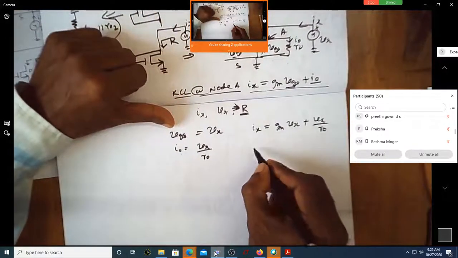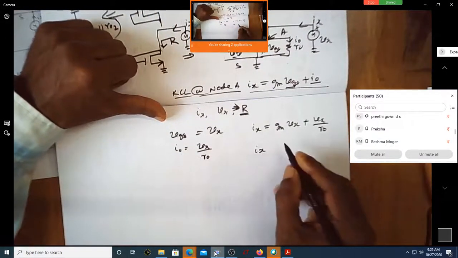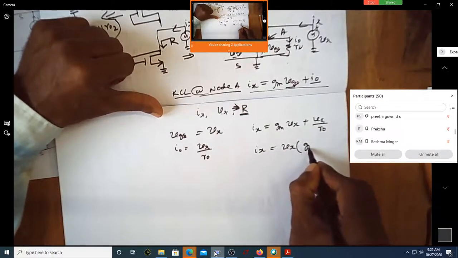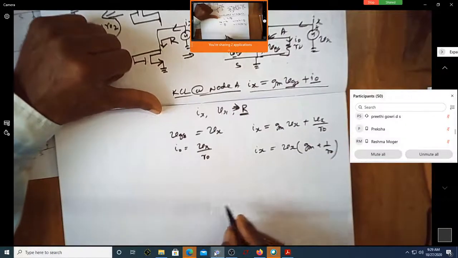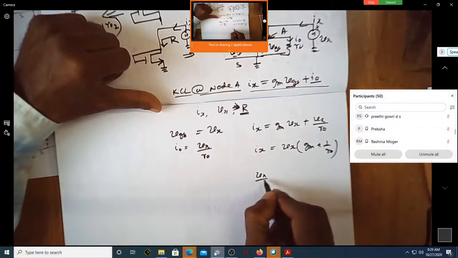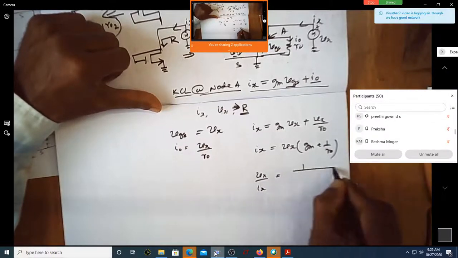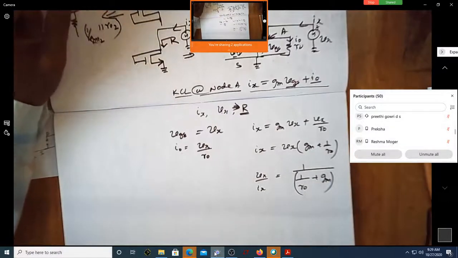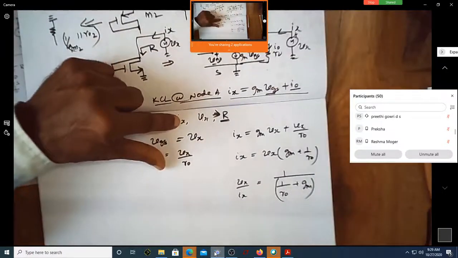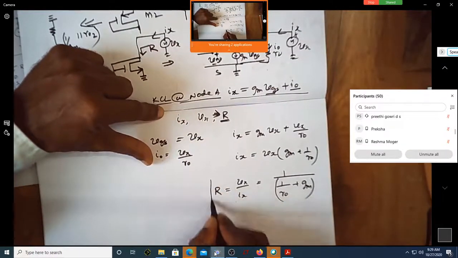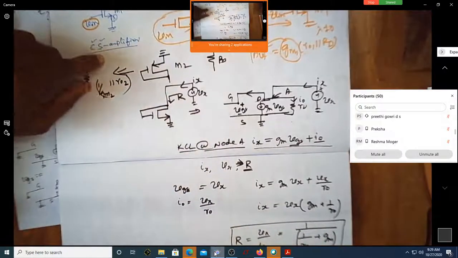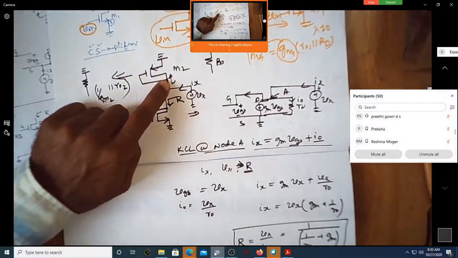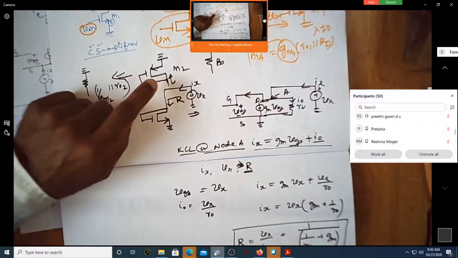Now Ix is equal to, shall I take out Vx as common factor, write it as gm plus 1 over R naught? Shall I now write Vx by Ix is equal to 1 over gm plus 1 over R naught? Is this not equal to the resistance seen towards the drain side, with drain and gate shorted?